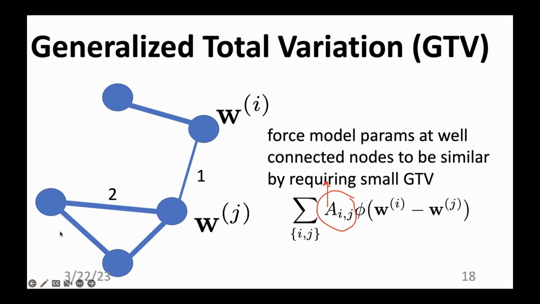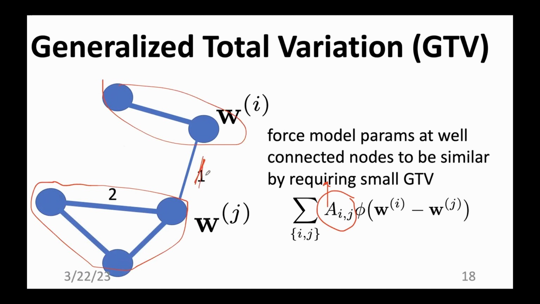So for example, in this toy graph, we would like to have similar or identical model parameters over these nodes, which are well connected, and over these two nodes, for example. If we need to tolerate a variation, a change of model parameters, then we tolerate it over a few edges with small weight. We could call these boundary edges.